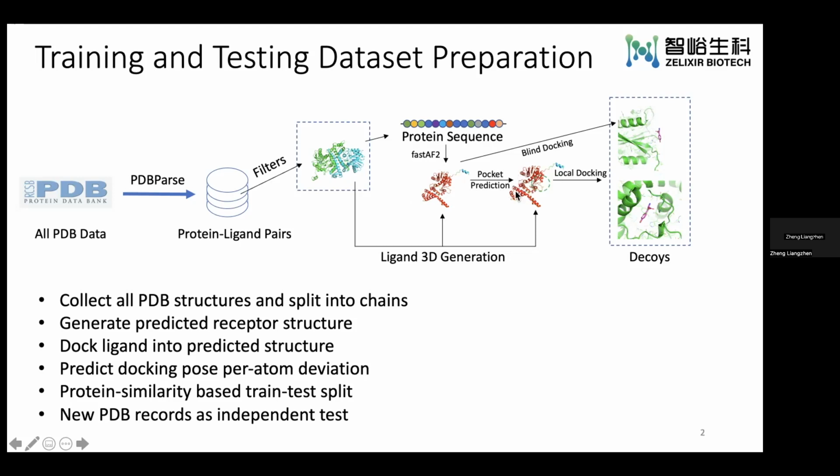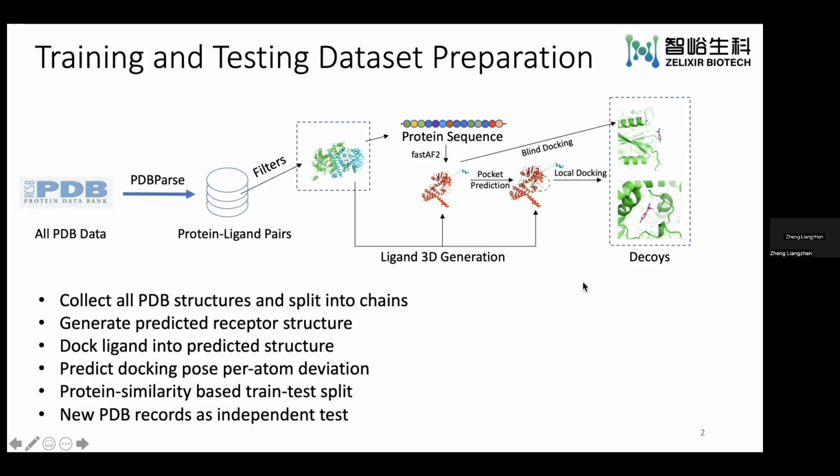So we use a deep learning model called PointSite to predict the per-atom probabilities of the protein ligand binding pocket. In the meanwhile, we also do blind global docking, because sometimes we do not know the specific binding site. For both local docking and global docking, we generate a lot of decoys for one protein ligand pair.